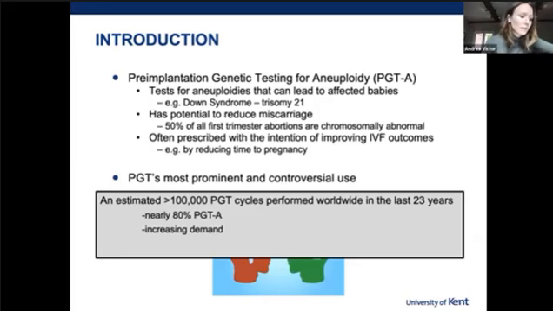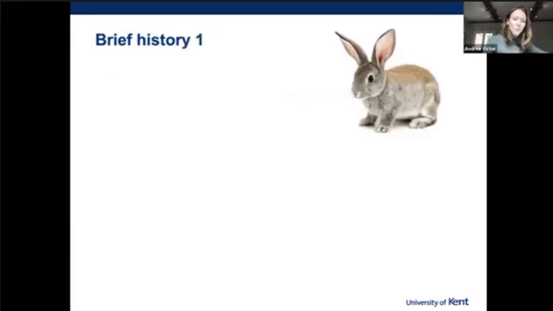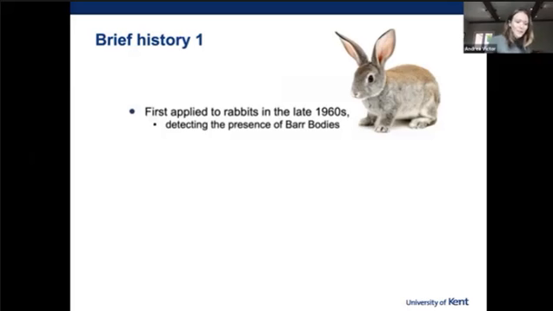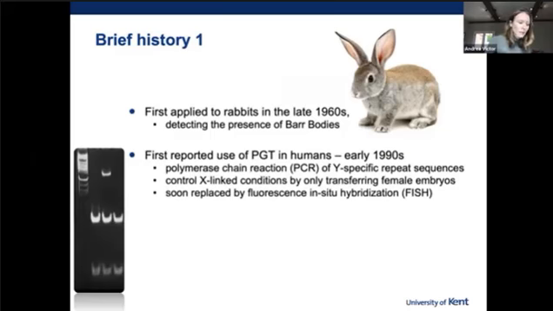So a very brief history of PGT-A. Where did this all come from? Where did it start? The first example of PGT was in rabbits by the detection of Barr bodies, which is a way of sexing rabbit embryos. It was first applied in humans using PCR for Y-specific repeat sequences. Again, this was for sexing, with the idea being able to control for X-linked conditions by just transferring female embryos. And it was soon replaced by FISH, so using probes for X and Y.